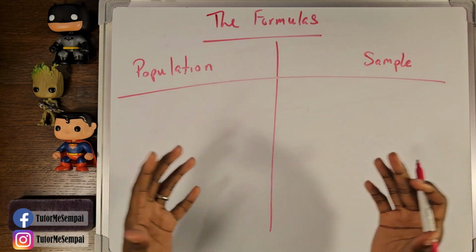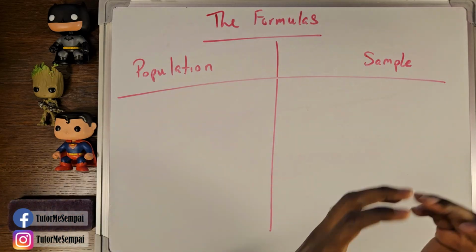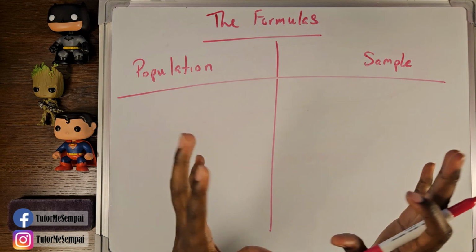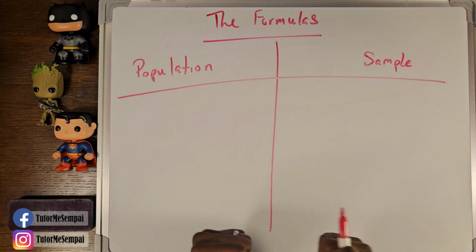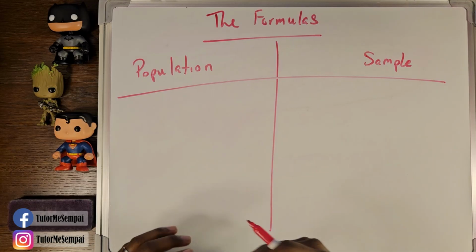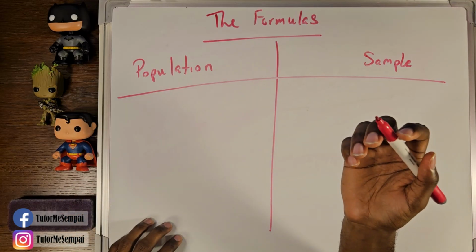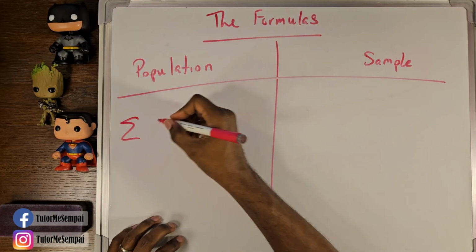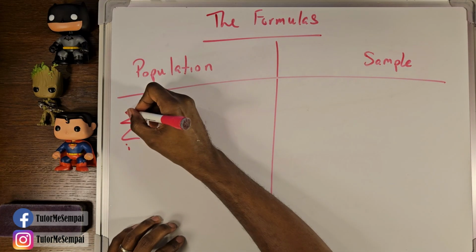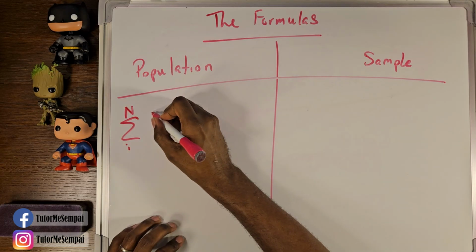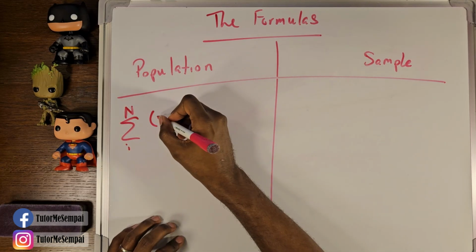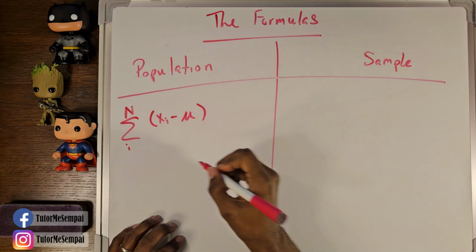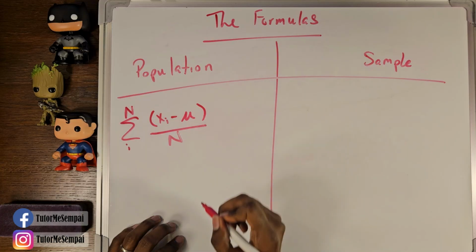Once you've determined whether your numbers represent a population or a sample, now you can start identifying the formula you need to use. So let's say you have a population. The formula for finding your population variance is as follows. You're going to have the sum as i goes to big N, with some parentheses here, x sub i minus mu, over big N.